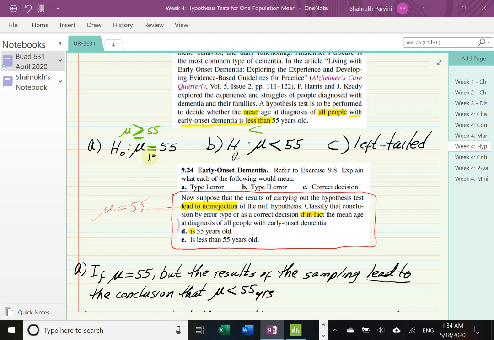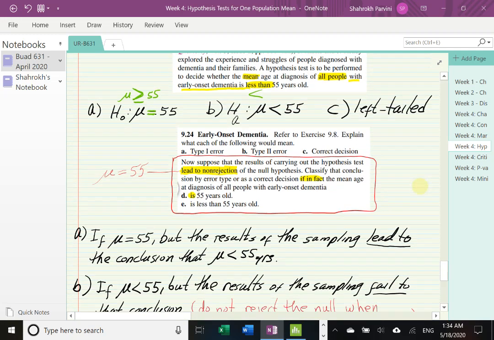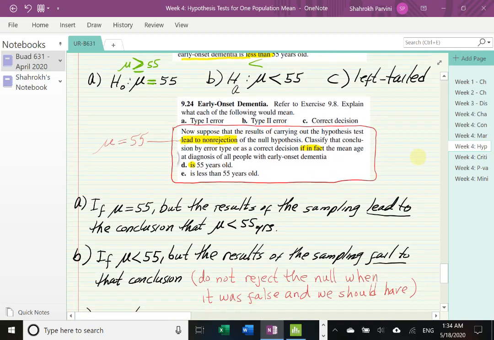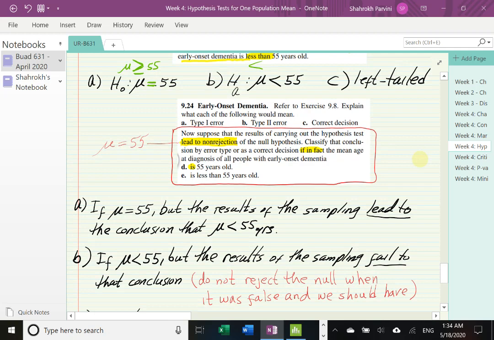What is a type 2 error? Remember, type 2 error was accepting the null when in fact it's false. When the null is false, that means the alternative is true, right? So in this case, if mu is less than 55, the null is false, but the result of the sampling failed to reach that conclusion. In other words, again, we do not reject the null when in fact it was false. And we should have done that.